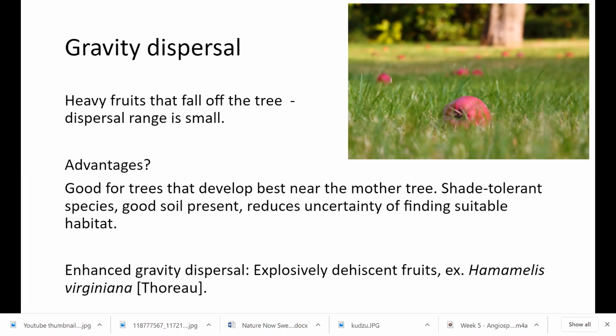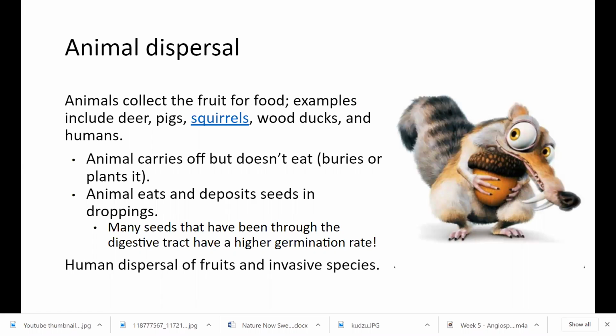We have examples of animal dispersal. So we have animals that collect fruits for food. So that could be that it has a tasty or high nutrient value or a lot of calories in the fruit. So we have lots of animals that collect fruit for food. So deer eat fruits, pigs, squirrels, wood ducks, and humans. And so different ways that animals disperse.